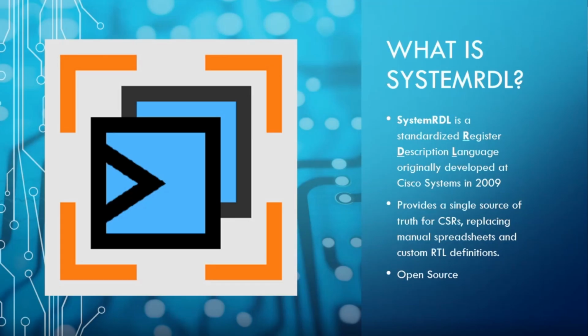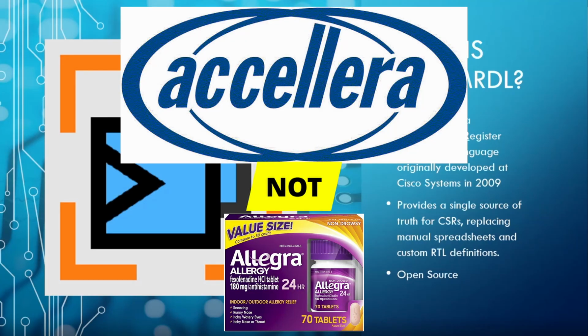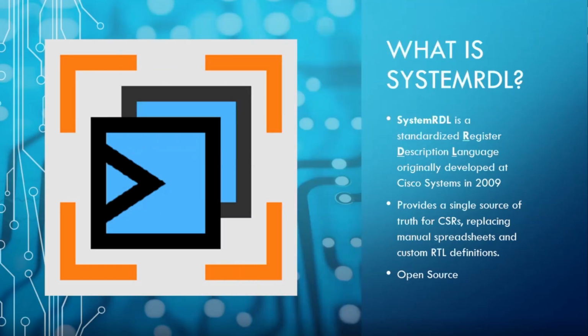SystemRDL is a standardized register description language originally developed at Cisco Systems in 2009 and later moved over to the Accellera initiative in 2010. It provides a single source of truth for control status registers, replacing manual spreadsheets and custom RTL definitions. And it's open source.